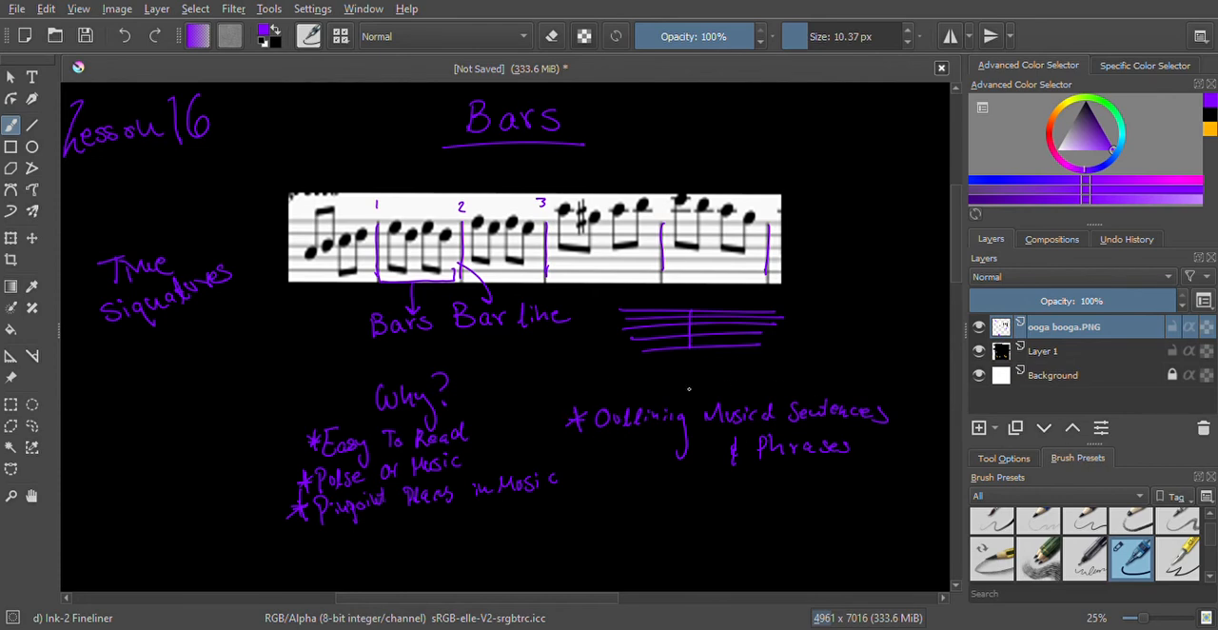So this one's much more loosey-goosey philosophical reason, right? But it is very important. So as I said, that sense of musicality comes very much from phrasing and paying attention to where musical sentences start and end. And the natural language for that is bars.